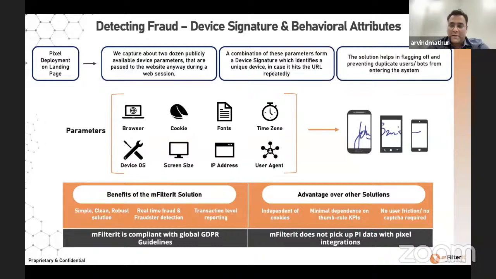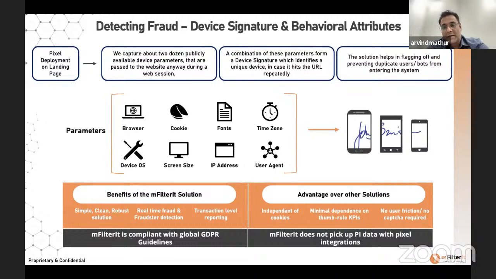There could be the screen resolution, the available screen resolution, the hardware concurrency, the battery percentage, the battery capacity, and so on and so forth. We collect close to about 50 plus signals. And with these signals captured, they are hashed together to create a unique device fingerprint or a signature, which is what you see on the right.